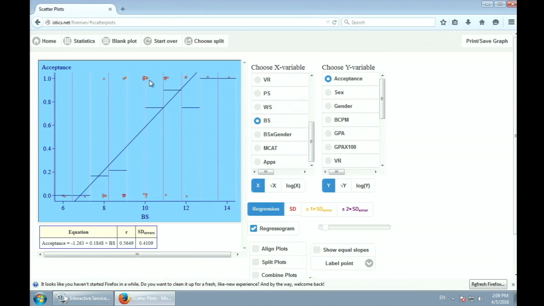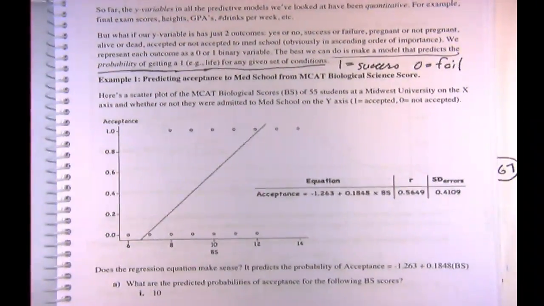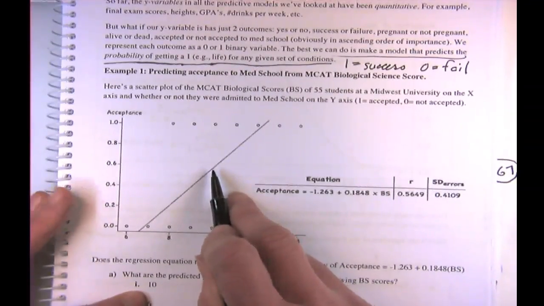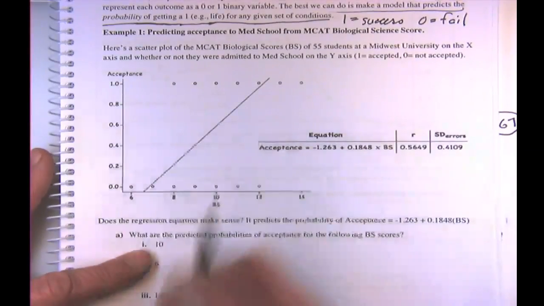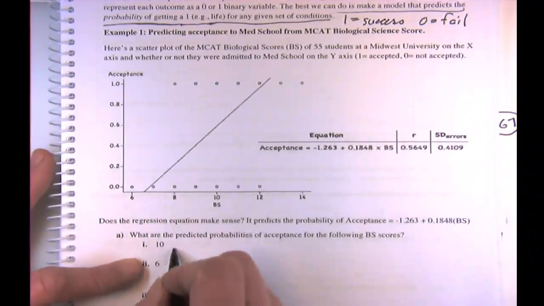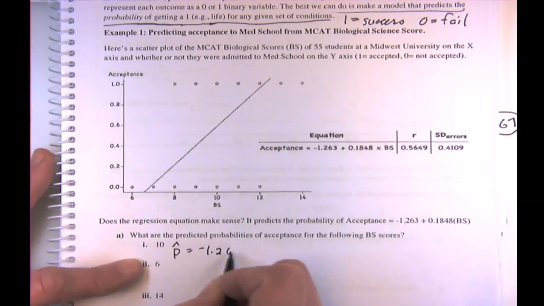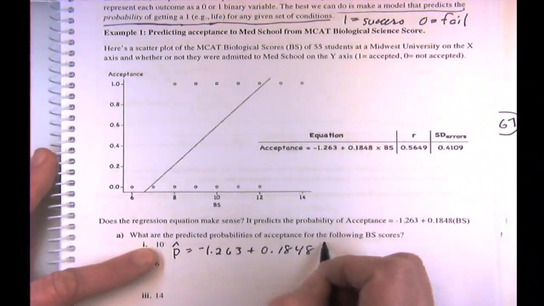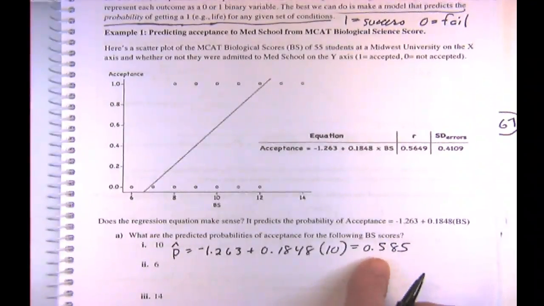Let's go back to our document camera. The first thing that we see is that if you look at 10, using our ordinary regression, it predicts a pretty reasonable probability. What would that be? Well, we'll just use this equation here, and this says the predicted probability of being accepted is negative 1.263 plus 0.1848 times the score. So for a 10, that gives us a 58.5% chance of getting accepted.